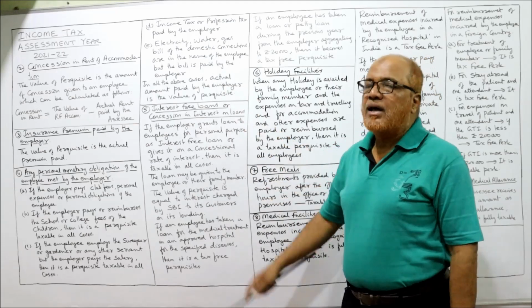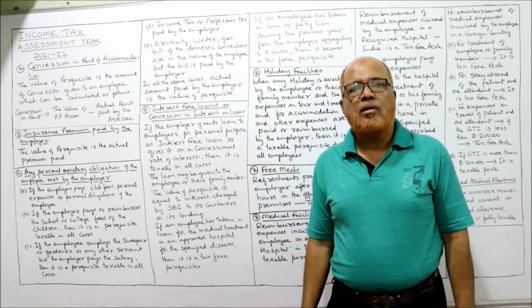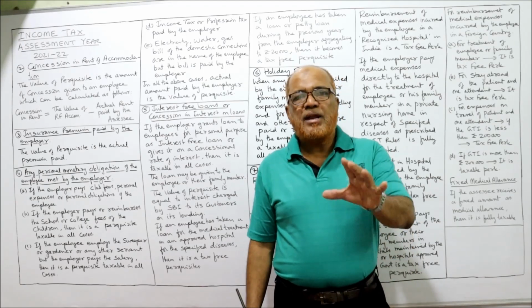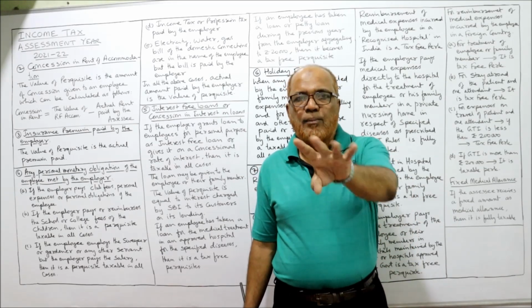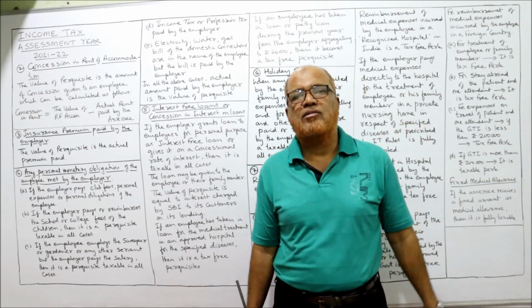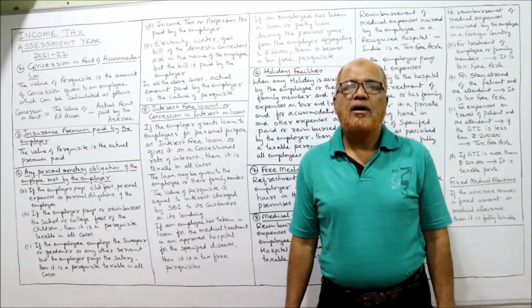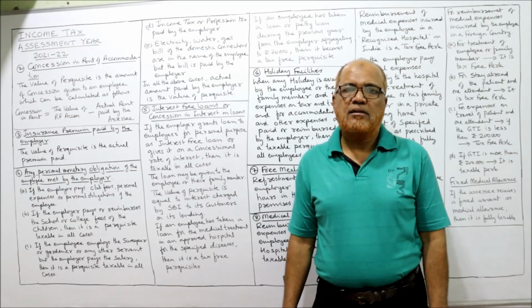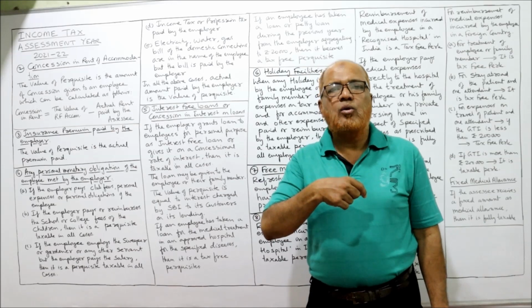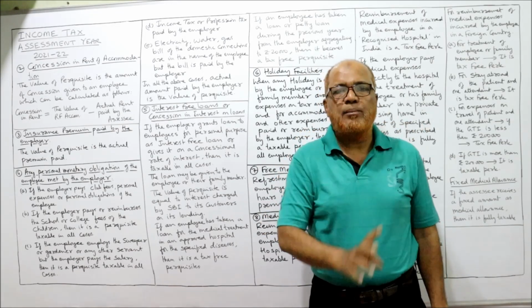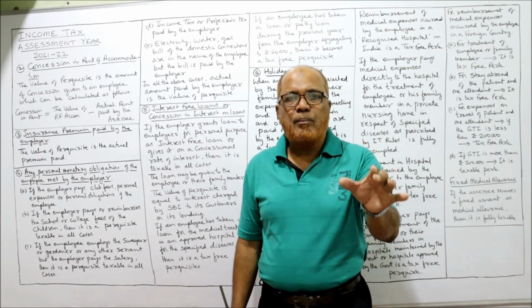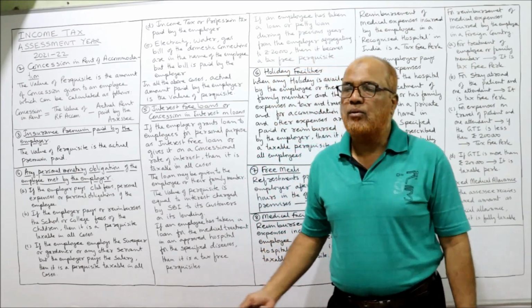Next one, income tax or professional tax paid or reimbursed by the employer. Income tax is an obligation of the employee. Employee has to pay income tax. Employee has to pay professional tax. But sometimes the employer has agreed. There is a contract, an agreement, that the employer agreed to pay the income tax of the employee or professional tax of the employee. Then whatever the employer pays, that is a taxable perquisite.